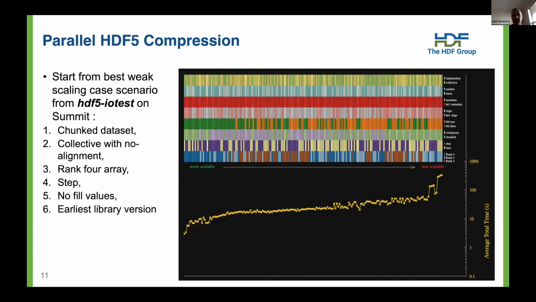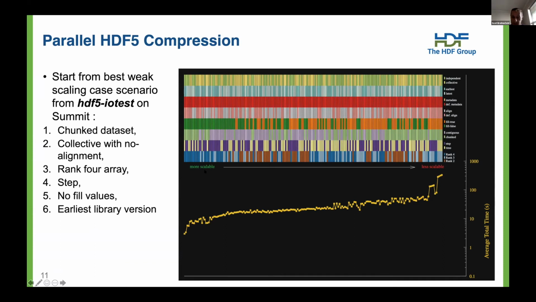So what we did, on Summit, was we started with the best weak scaling. We scaled up the problem using the HDF5 IO test on Summit. We chunked the data set. We did collective with no alignment. We did up to rank 4.